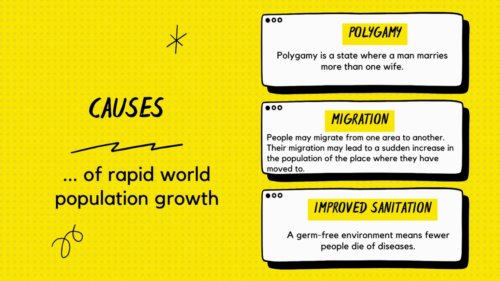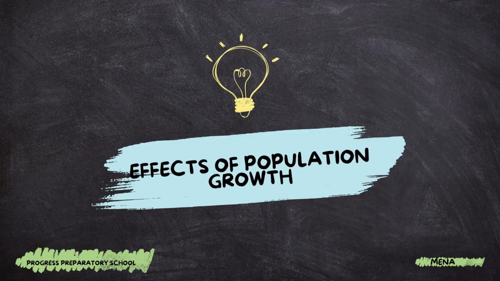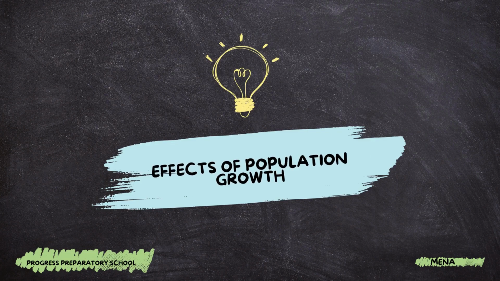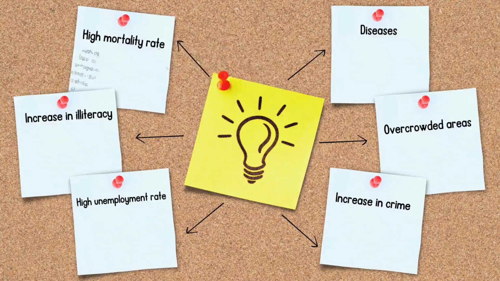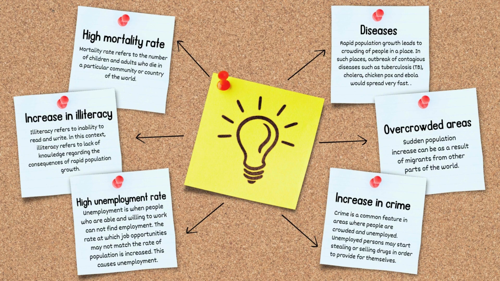What then are the effects of population growth? We have a number of effects, but I'm only going to explain 6 of these effects. The first one is high mortality rate. Mortality rate refers to the number of children and adults who die in a particular community or in a particular country of the world.